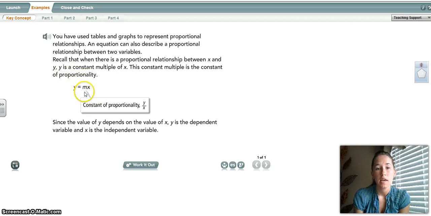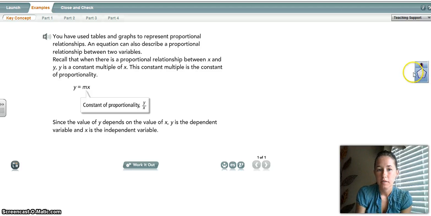y equals m times x, where m is the constant of proportionality. We know this because the constant of proportionality is our constant multiple. And when we have a proportional relationship, we always have a constant multiple. We're always multiplying by the same number. So this equation is always telling you to multiply by that number.